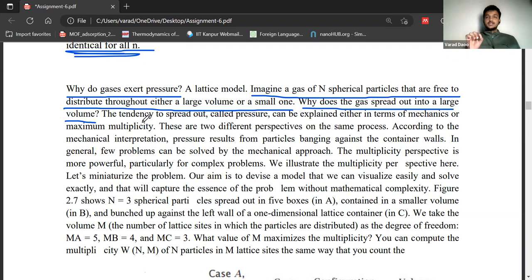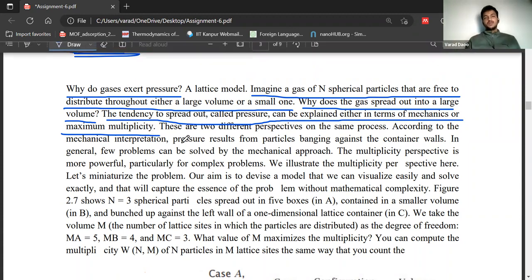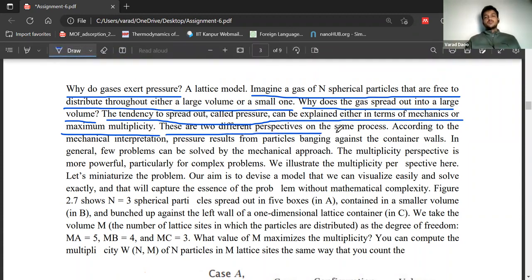Why does the gas from an incense stick spread, even if you burn it in one corner? Or when you spray perfume in one corner, you are able to smell it in the other corner. That is because of a process called diffusion. You can say pressure also. So why does gas spread out in a large volume? The tendency to spread out is called pressure, and it can be explained either in terms of mechanism or maximum multiplicity. Maximum multiplicity means the maximum number of ways of distribution. These are two different perspectives on the same process.